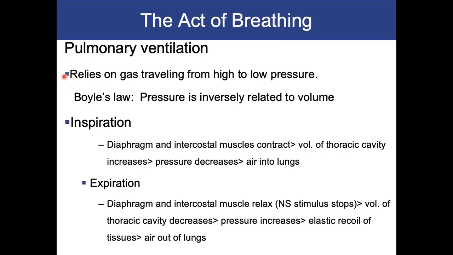The act of breathing. So pulmonary ventilation relies on gas traveling from high to low pressure. Boyle's law states that pressure is inversely related to volume. So what we need to do to get air to move in is make the volume, or the space, bigger so that pressure will drop so that air will go into the lungs. Your first rule is that gas is going to move from high pressure to low pressure. So if you want air to move into the lungs, we're going to make the lungs the low pressure area, right? How do we do that? We're going to make the space bigger.